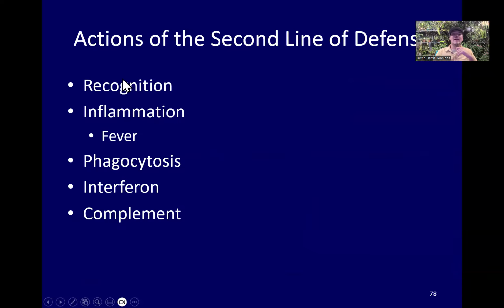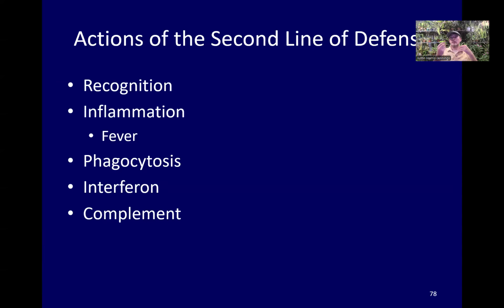So there's a lot here. We talked about how the first line of defense is these barriers that already exist. They always exist and are always present, and they are like walls and traps or deterrents to the infection. The second line of defense is these cellular responses.